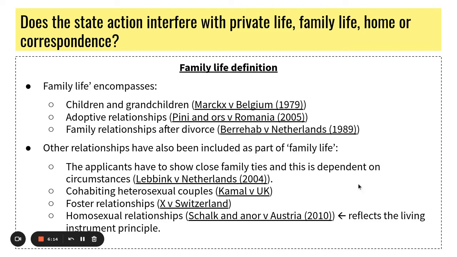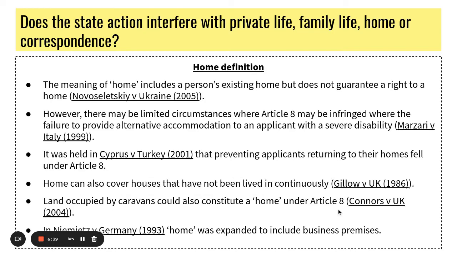Family life then, lots of cases, you don't need to know them all, but family life encompasses children and grandchildren, adoptive relations, family relationships after divorce. It includes close family ties dependent on circumstances, cohabiting heterosexual couples, foster relationships, homosexual relationships as well. This reflects the living instrument principle. We look at 2010, obviously people are starting to be a lot more liberal at that point.